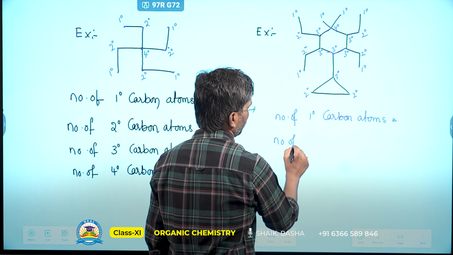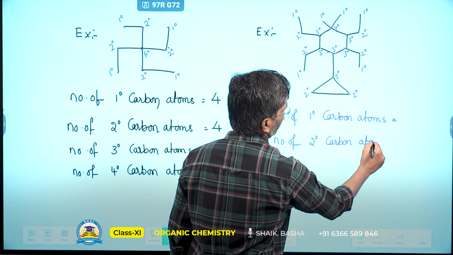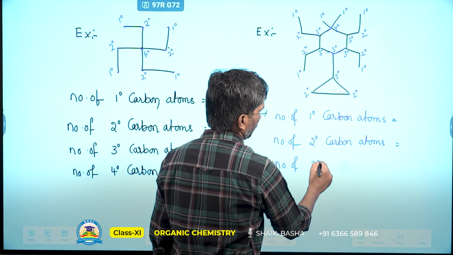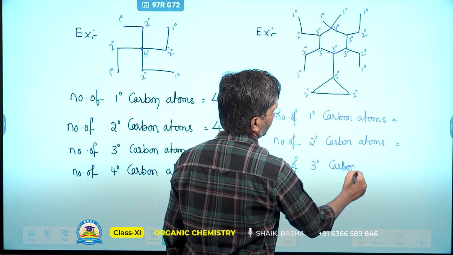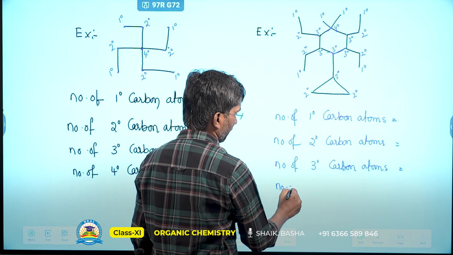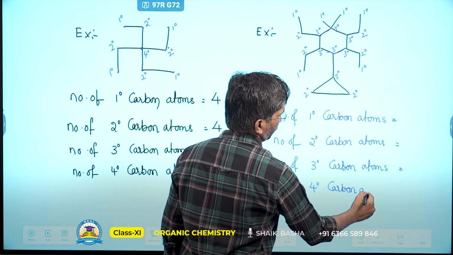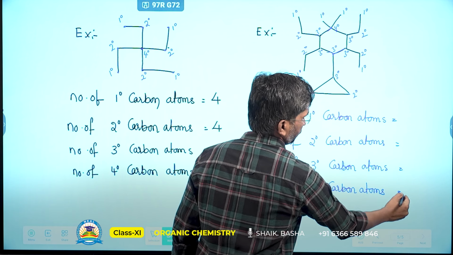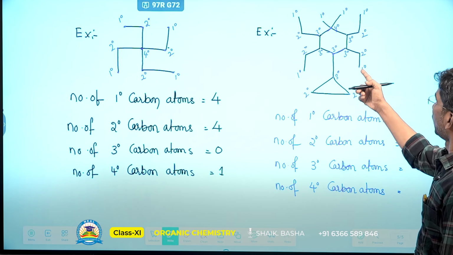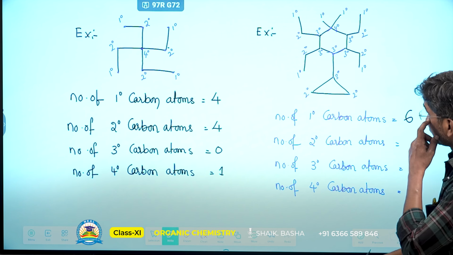Number of secondary carbon atom. Number of tertiary carbon atoms. Number of quaternary carbon atoms. How many primary carbon atoms are there? 1, 2, 3, 4, 5, 6 primary carbon atoms are there.